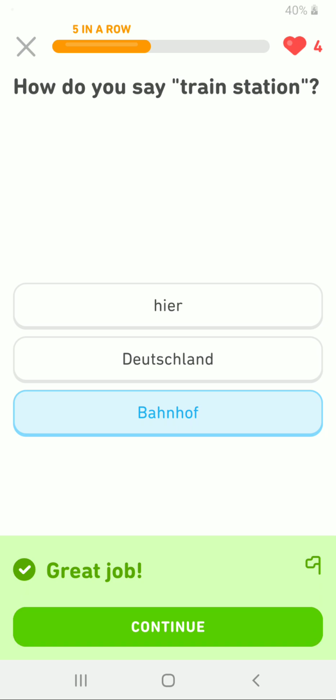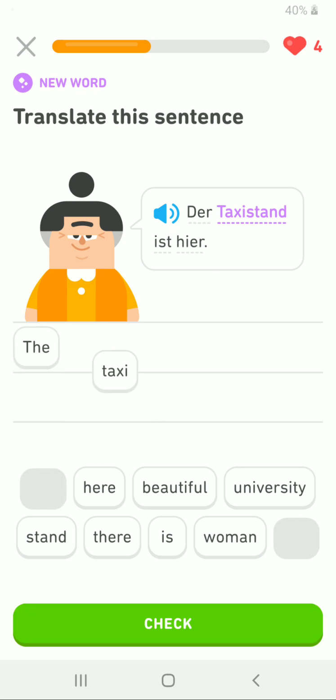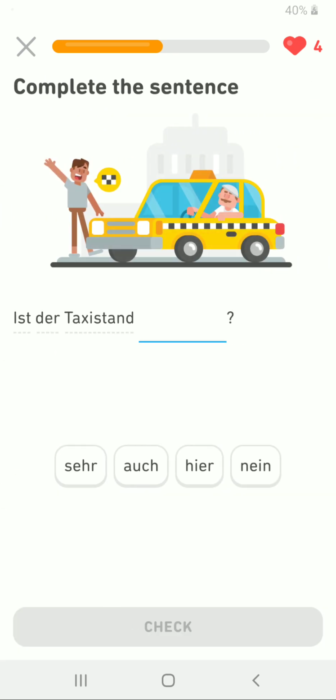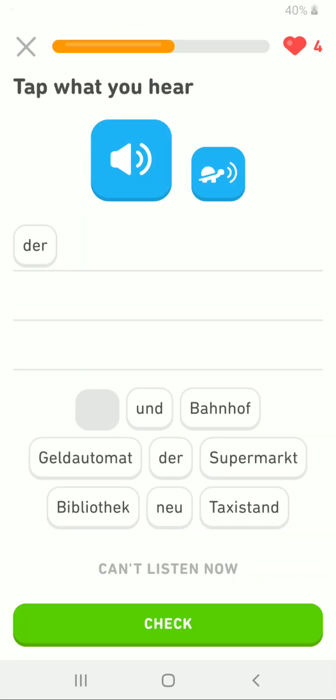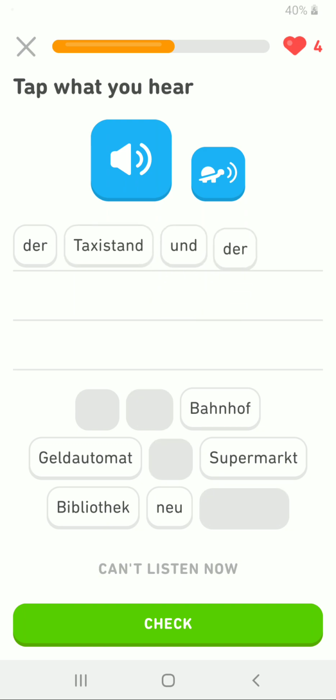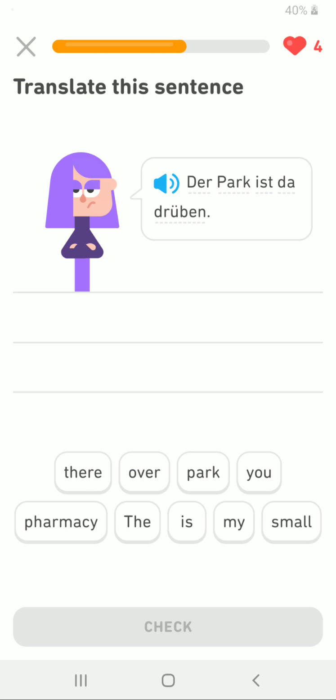Bahnhof, yes. Der Taxistand ist hier. Taxistand is the Taxistand. Stand, yeah. Der Taxistand ist hier. It's also masculine, so the Taxistand is here. And ist der Taxistand hier? Hier. Der Taxistand und der Bahnhof. Der Park ist da drüben.